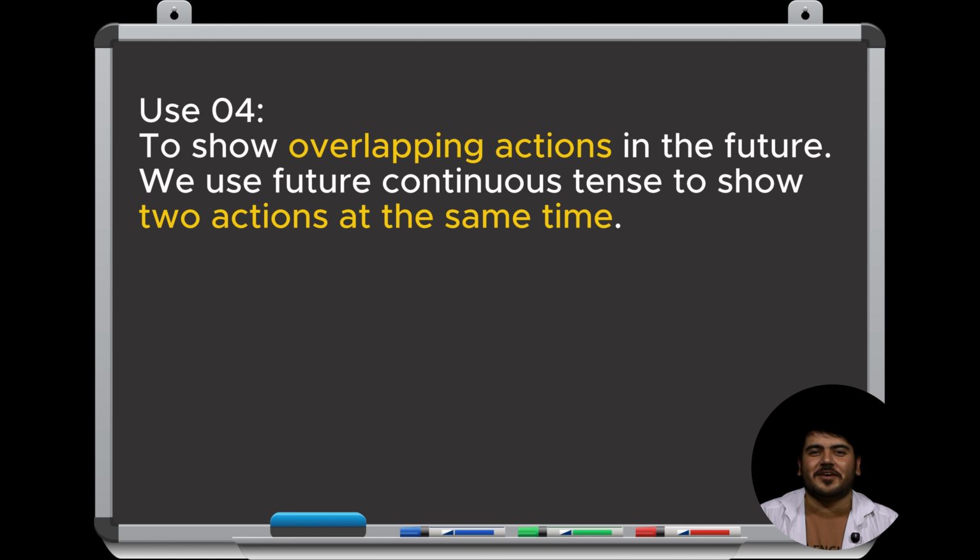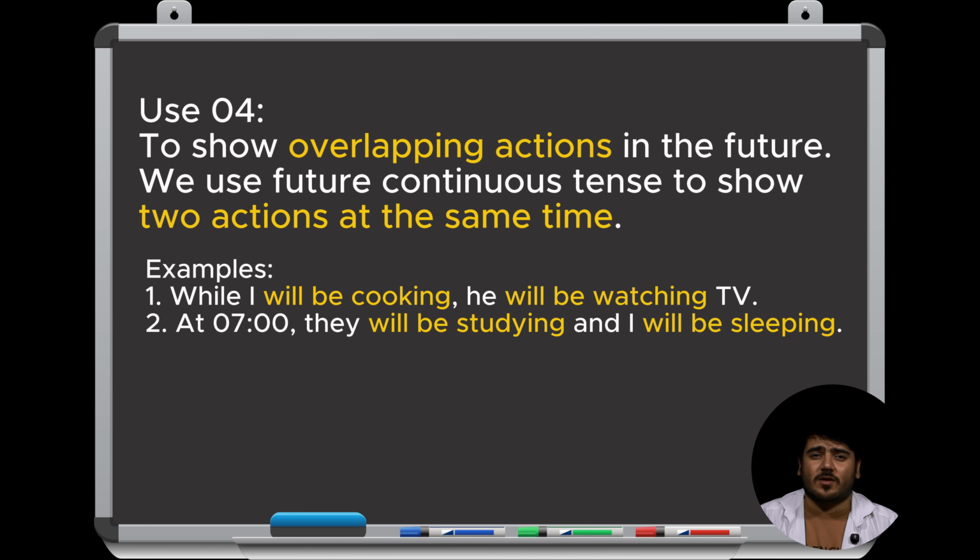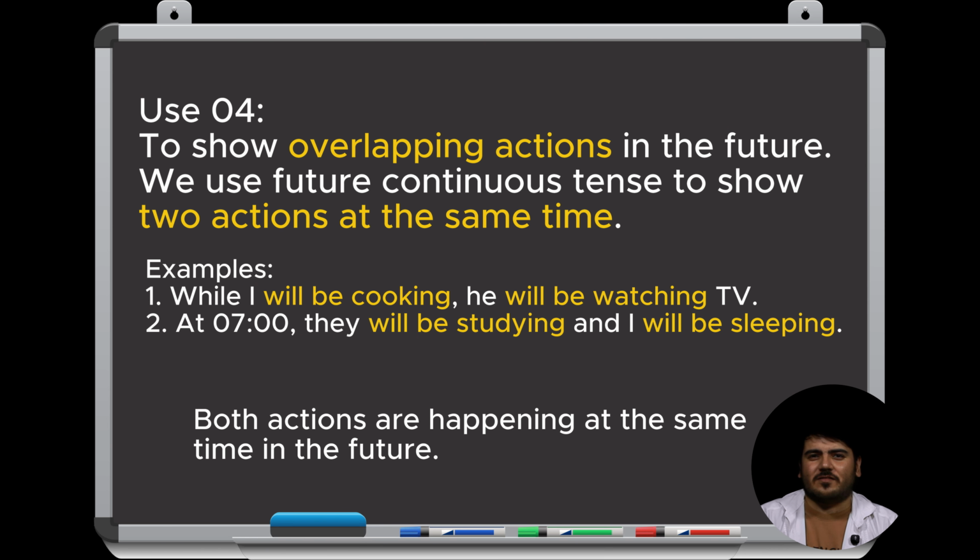Use 4: to show overlapping actions in the future. We use future continuous to show 2 actions at the same time. Examples: While I'll be cooking, he'll be watching TV. Or, at 7, they'll be studying and I'll be sleeping. Both actions are happening at the same time in the future.